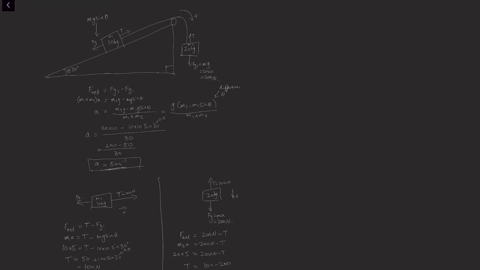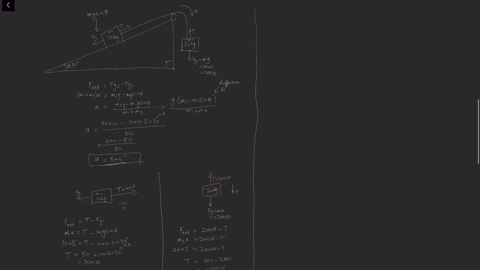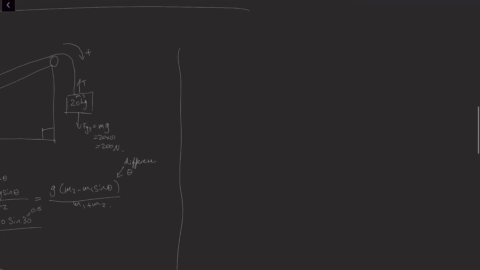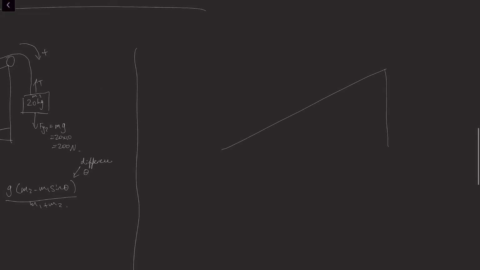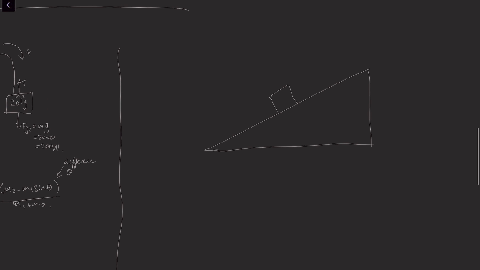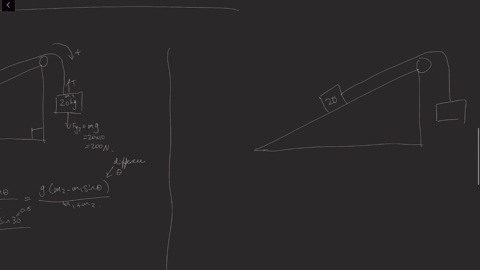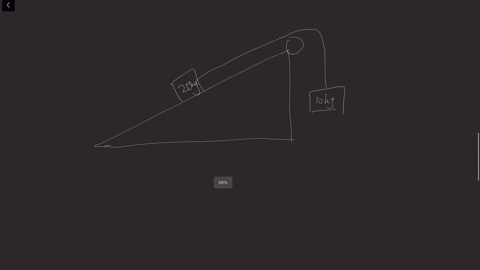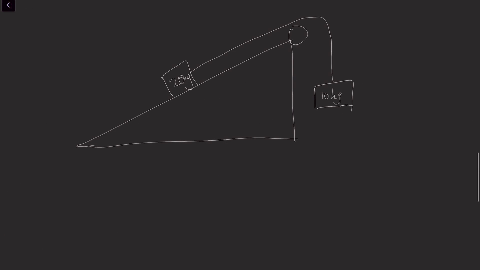Now there are two variations of this. Let's have a look at what happens if we swap the masses. Now instead of the 10 kilogram block on the slope, we have the 20 kilogram block on the slope, and the 10 kilogram block is hanging. We've got 10 on the slope here, and on this one we've got 20 on the slope instead. So we've swapped the two masses around.